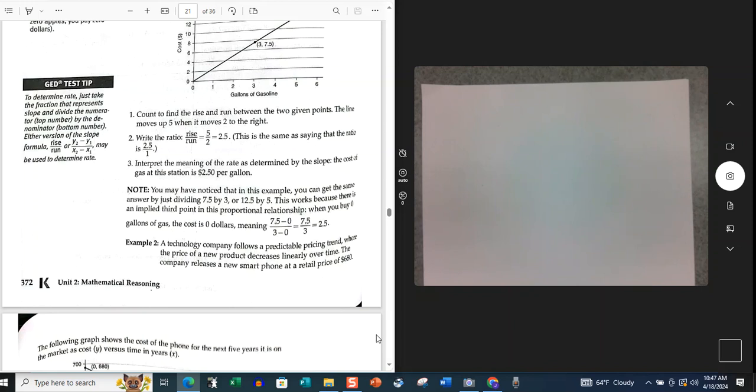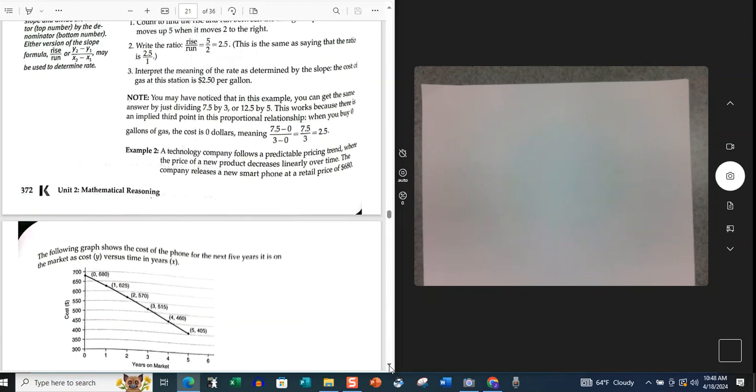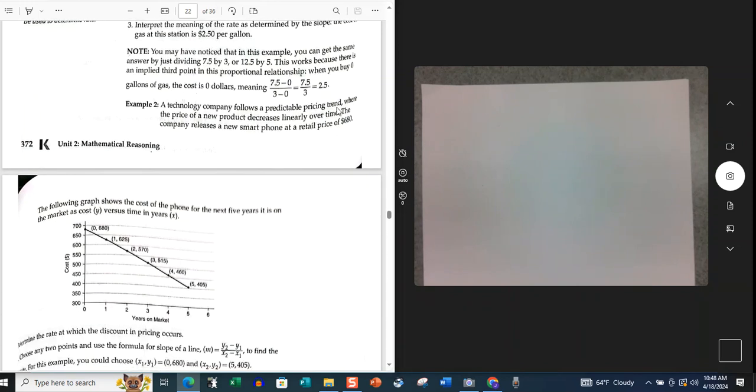Okay, now example 2. It says the technology company follows a predictable pricing trend, where the price of a new product decreases linearly over time. The company releases a new smartphone at a retail price of $680. Now it says the following graph shows the cost of the phone for the next 5 years it is on the market, as cost Y versus time in years X.